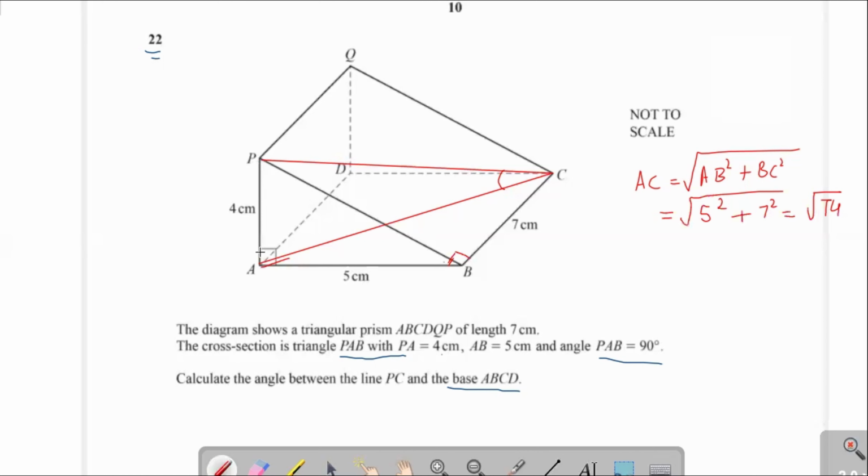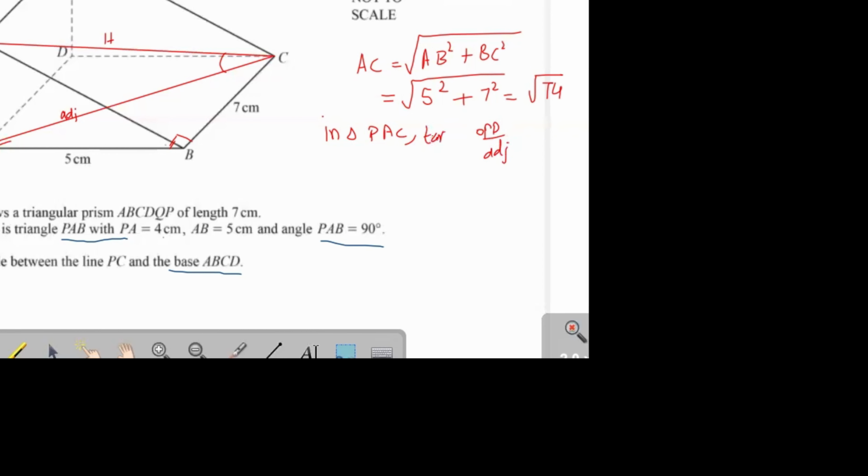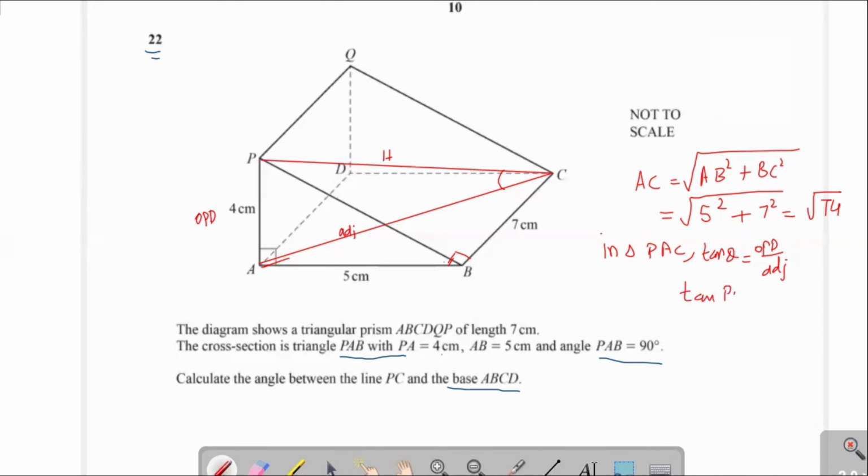Now next, PA is 4 centimeters. You see here, this is the opposite side of the triangle PAC. In triangle PAC, the PC length is the hypotenuse and AC length is considered as the adjacent side of this triangle. Now you see here, opposite over adjacent side will be equal to tan theta. Now tan PAC will be equal to opposite side 4 over square root of 74. Now you can write it as tan inverse of 4 over square root of 74. That is angle PAC. Now this value will be equal to 24.9 degrees. This is the answer.